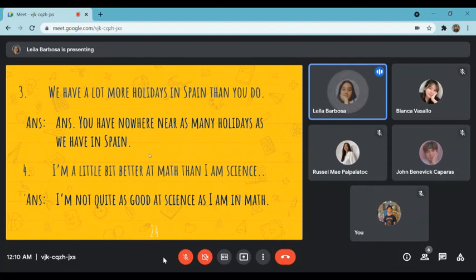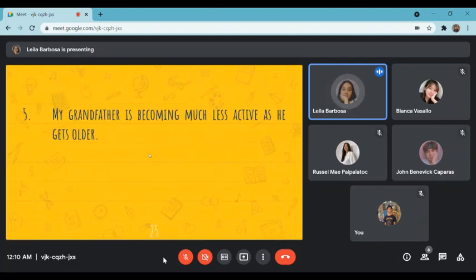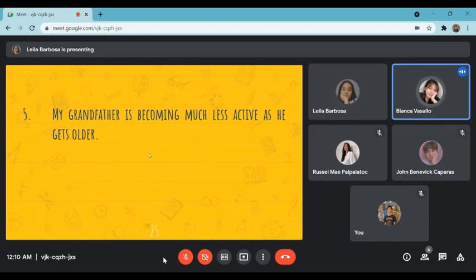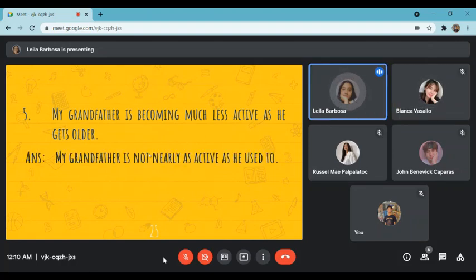So for our last sentence in this exercise, who would like to try? Yes, Bianca. My grandfather is becoming much less active as he gets older. My answer is my grandfather is not nearly as active as he used to. So let's check if your answer is correct. So that's right. My grandfather is not nearly as active as he used to. So very good class. It seems like you really have grasped our lesson for today.